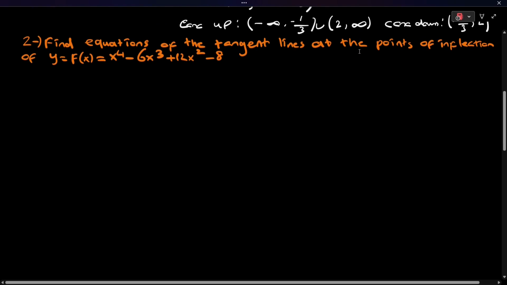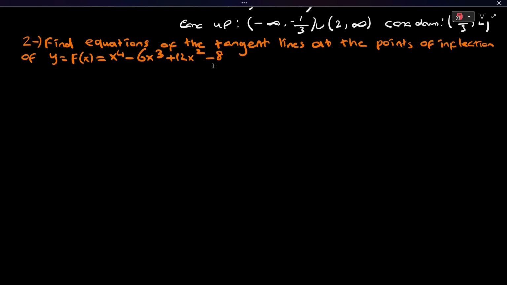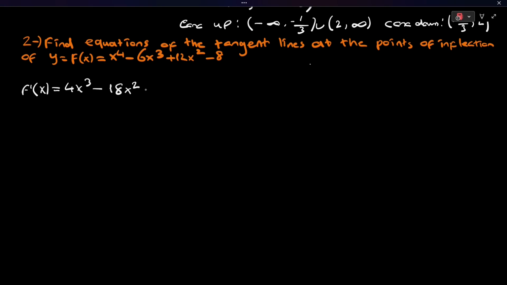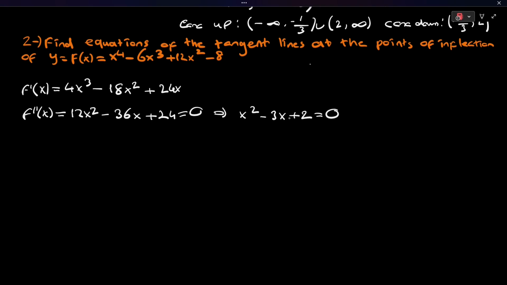Find equations of the tangent lines at the points of inflection of the given function. Okay, really interesting question. First, let's start with finding the inflection points. First derivative is 4x cubed minus 18x squared plus 24x. Let's see, it looks correct. I'm just trying to make sure. Okay, differentiating it again. 12x squared minus 36x plus 24 is equal to 0. If I divide with 12 again, x squared minus 3x plus 2 is equal to 0.